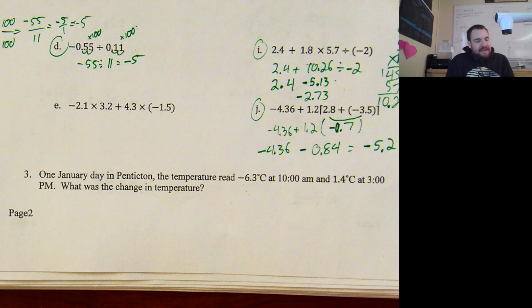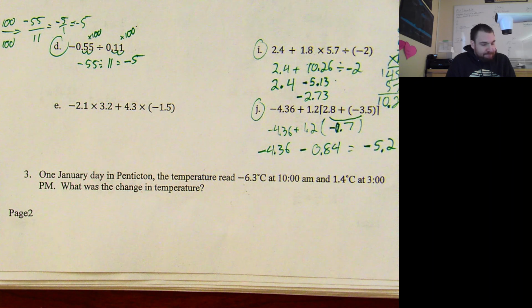It says one January day in Penticton, the temperature read -6.3 degrees Celsius at 10 a.m. and 1.4 degrees Celsius at 3 p.m. What was the change in temperature? Jay, is that your hand? Do you have a hand you want to throw up here? Or are you stretching? So, okay. So someone tell me what's happening. Explain.